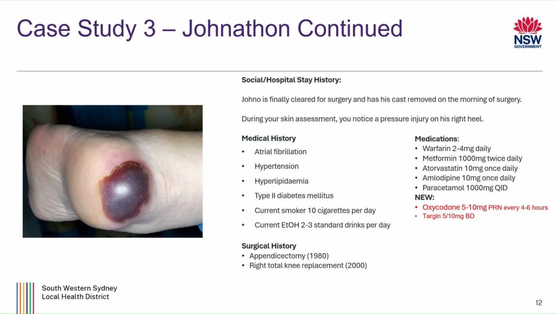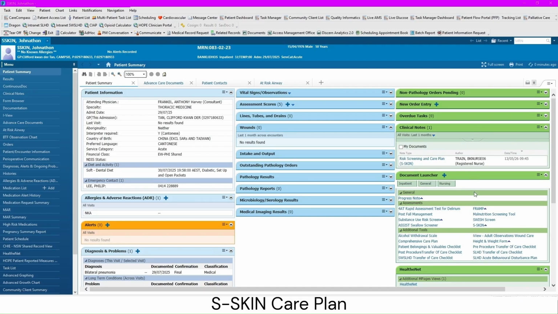Jono is finally cleared for surgery and has his cast removed on the morning of surgery. During your skin assessment, you notice a pressure injury on his right heel. Whilst many of Jono's risk factors remain the same, it is important that we review and update the care plan based on his current condition. Let's reassess the risk factors.